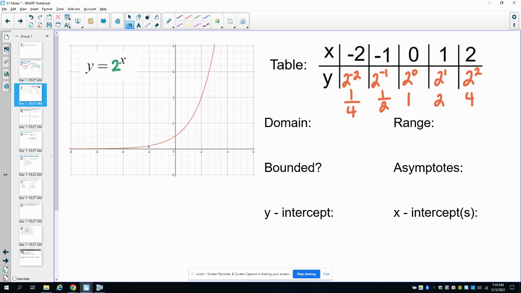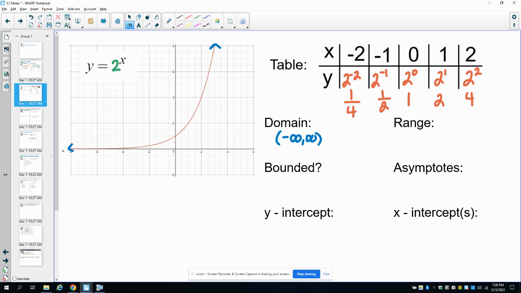So at negative 2, it's at 1/4. At negative 1, it's at 1/2. At 0, we're at 1. At 1, we're at 2. And at 2, we're at 4. And then you could keep that pattern going. So the domain here, so what x values are covered? So we see an arrow going to the left, and we see an arrow going to the right. So you can plug in all real numbers into this domain, and we see that happening here with negatives we can plug in, and positives we can plug in.